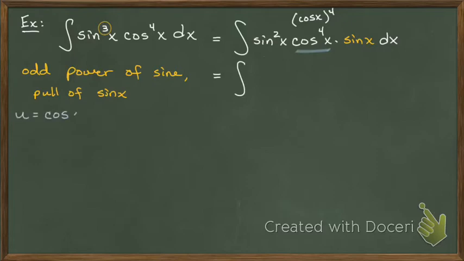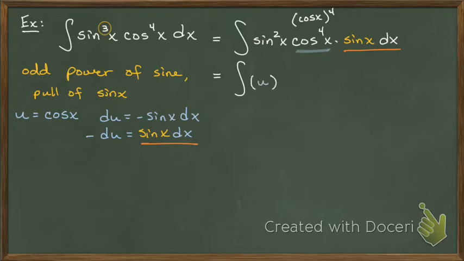So maybe that's a decent way to approach this. If u is cosine x, then du is minus sine x dx, and I see that I've got sine x dx right in my integral there. I just replace it with a minus du. So that cosine to the fourth power becomes u to the fourth. The sine x dx becomes a minus du, and I still have this sine squared left over.